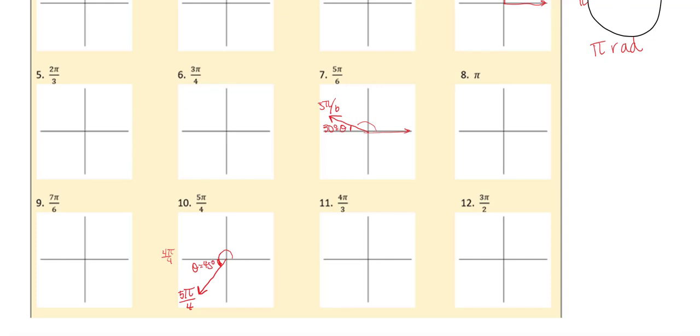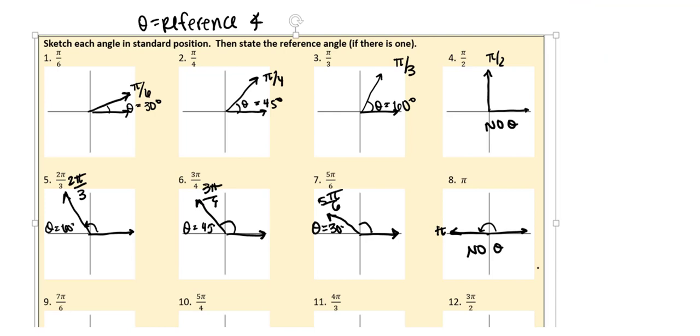Take a second and work through all of these. Once you check your answers, if you are good to go, then close out of this. If you need for me to keep on going through, I'll keep on going through. So you should have gotten things that look something like this.